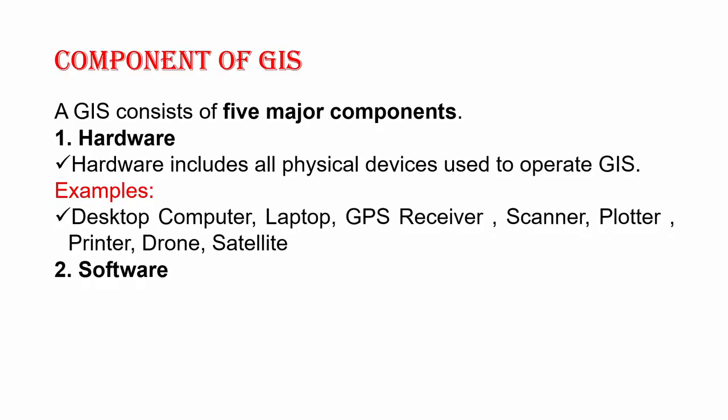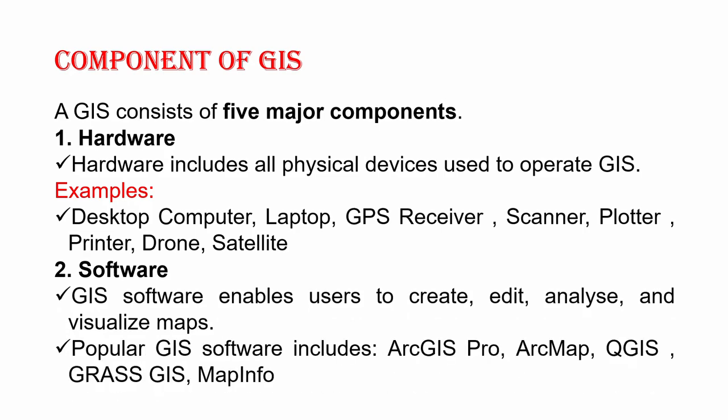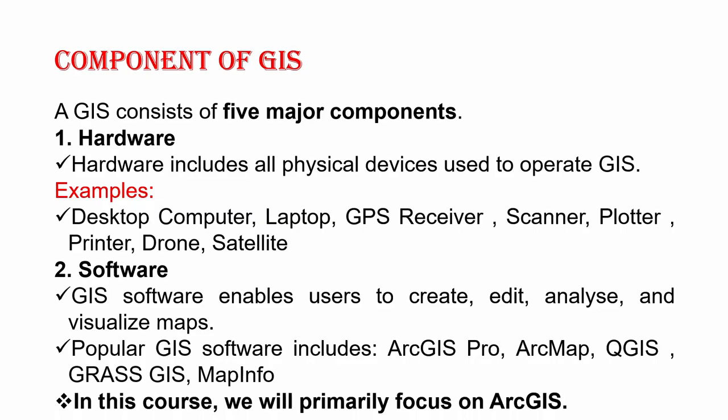The second major component is software. A GIS software enables users to create, edit, analyze, manage, and visualize maps and other features. Popular GIS software includes ArcGIS Pro, ArcMap, QGIS, GrassGIS, and MapInfo. In this course, we will primarily focus on ArcGIS map software.